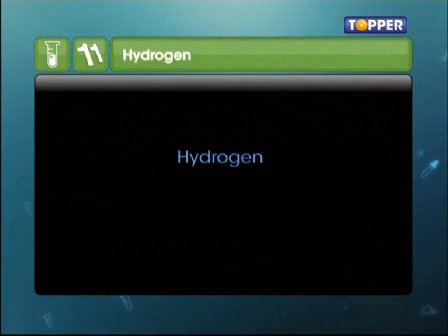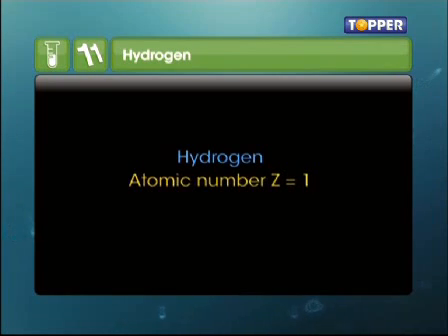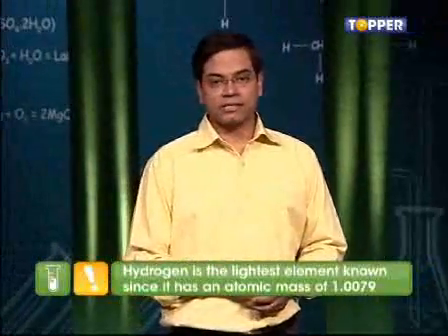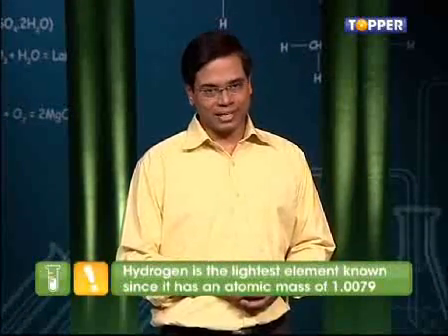To start with, let's study hydrogen and where it has been placed in the periodic table. Hydrogen is the chemical element with atomic number 1. And it is represented by the symbol H. Hydrogen has many unique characteristics compared to other elements. It is the lightest element known since it has an atomic mass of 1.0079.